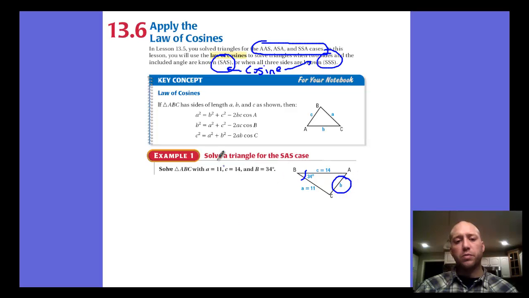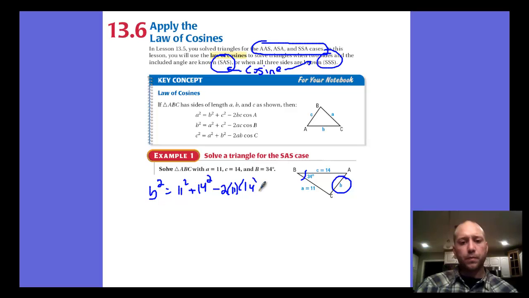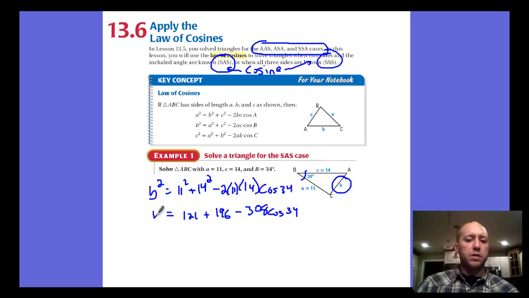We do not know side B, so I would use the one that says B squared equals the other two sides squared, so it's 11 squared plus 14 squared minus double the two given sides, times the cosine of the angle between, 34. And you just plug these values in. So this is going to be 121 plus 196 minus 308 cosine 34. Well, that's B squared.